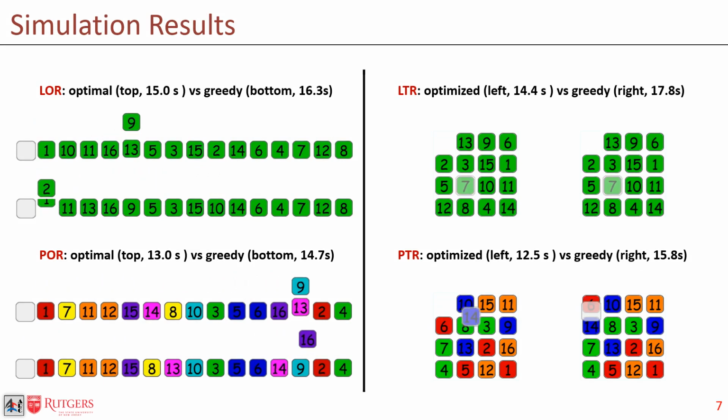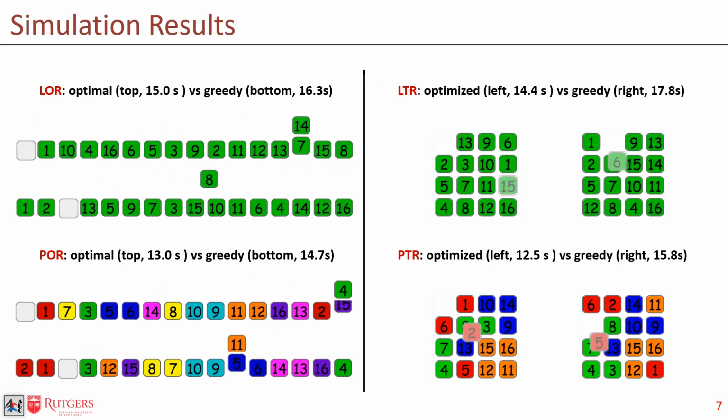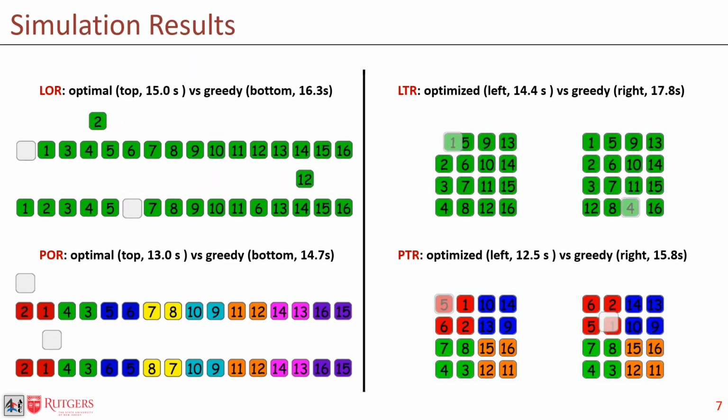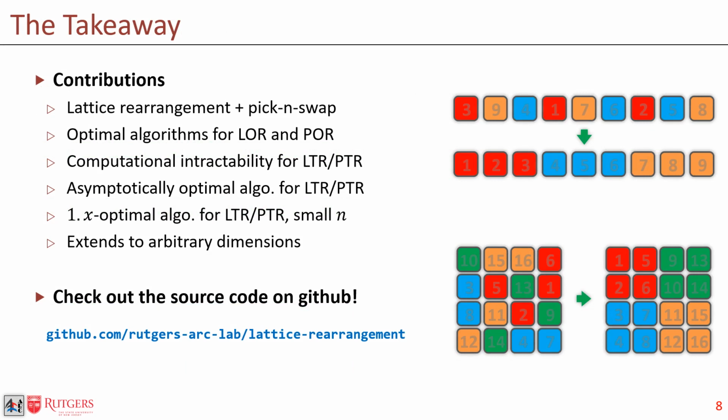Simulation results further confirm the efficiency of our algorithmic solutions. In general, we observe that our optimal or optimized solutions provide a sizable improvement in terms of optimality. To conclude, in this study, we proposed the lattice rearrangement problem and the novel pick and swap model, studied the structural properties of many variations, and developed high-performance algorithms for all. Our results generalize to higher dimensions.